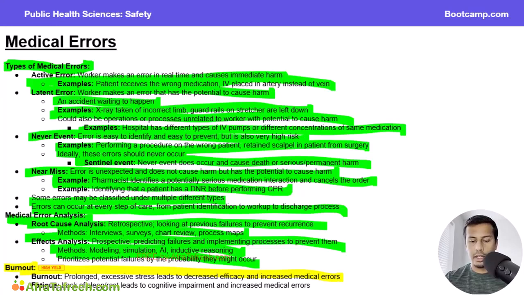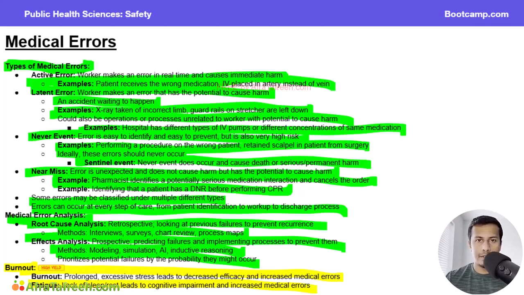Fatigue, on the other hand, is when a lack of stress and rest in particular leads to cognitive impairment and increased medical errors. So burnout, it was prolonged and excessive stress, so you're being stressed in an environment frequently. Fatigue is lack of sleep and rest. Both of these issues are going to lead to increased medical errors, but how we got there is going to be different. With burnout, it was a lot of stress. With fatigue, it's not enough sleep and rest.